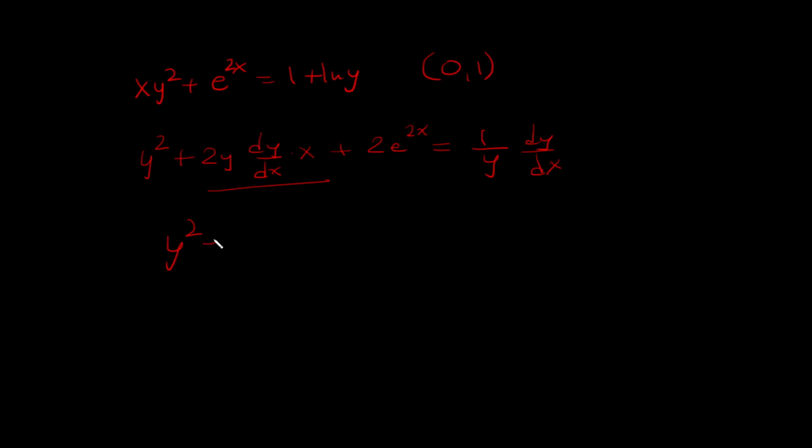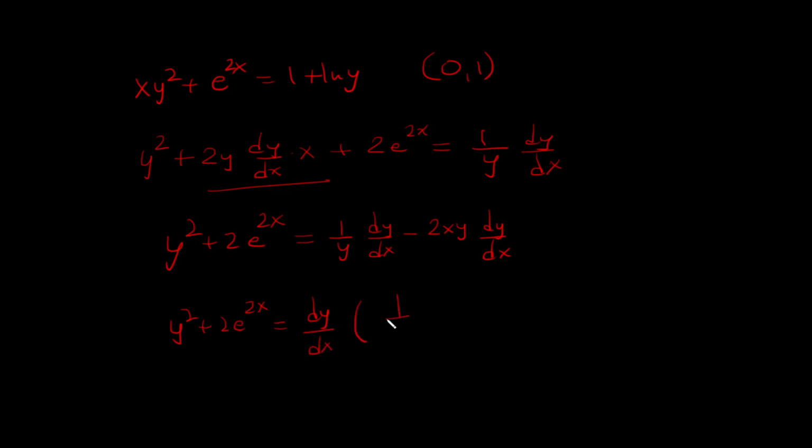So on the left side is just y squared plus 2e to the 2x. And on the right we have 1 over y times dy over dx minus, and then I'm just going to bring the x between the 2 and the y, so it's 2xy times dy over dx. I'm going to factor out a dy over dx, and we have 1 over y minus 2xy. And so now to solve for dy over dx, we're going to divide both sides by 1 over y minus 2xy.